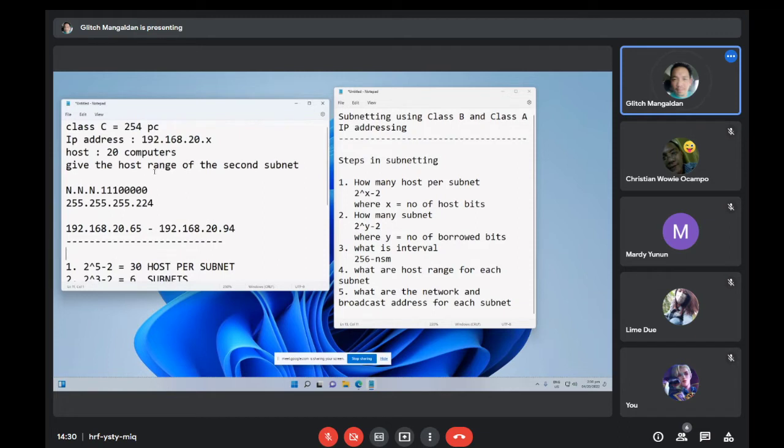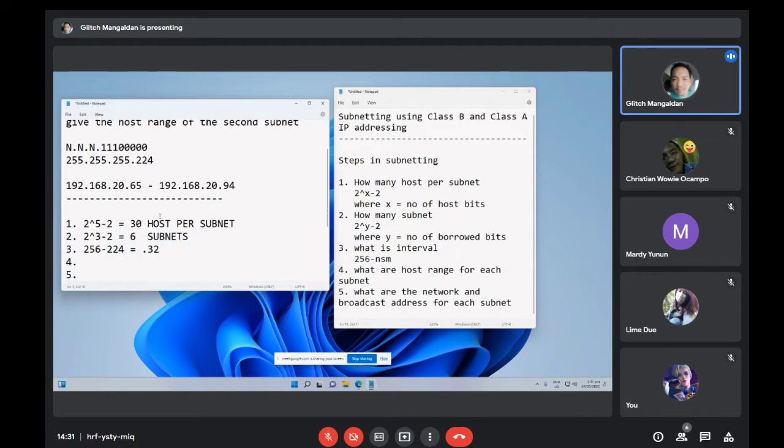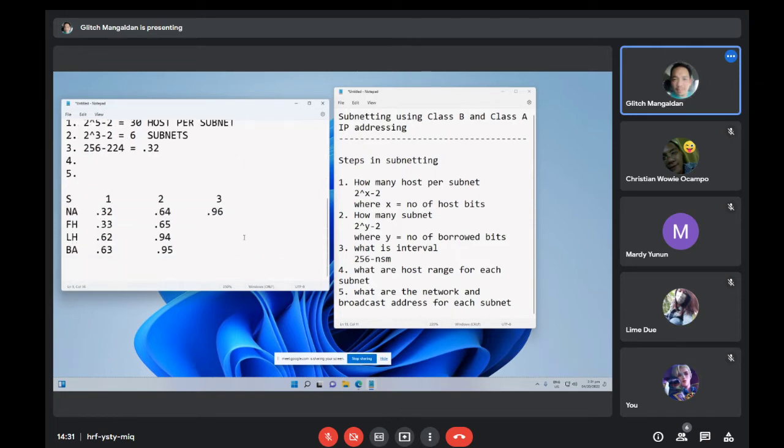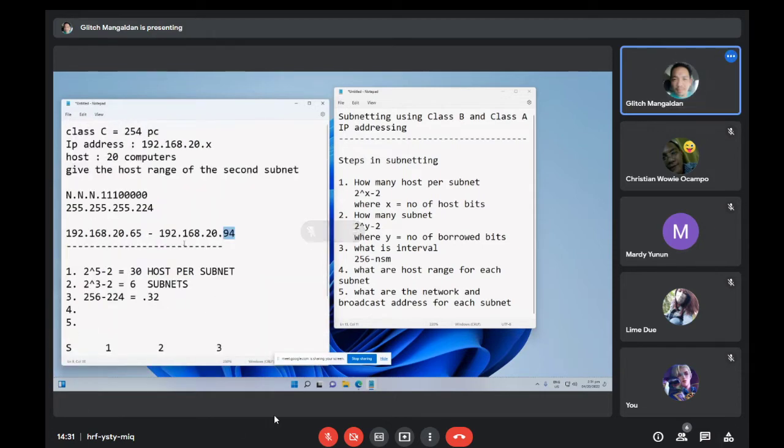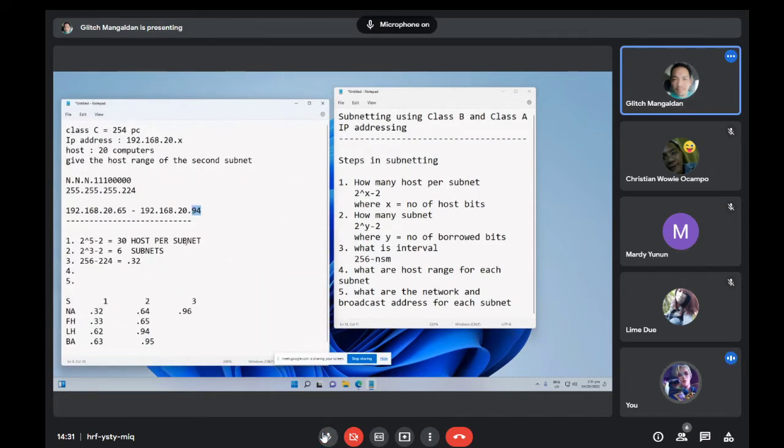Okay? So, remember, it's class C. And the number of hosts is 20. So, if the host count is 20, and they ask for the host range of the second subnet, that is from 65 up to 94. Okay, based on this computation. Any question?